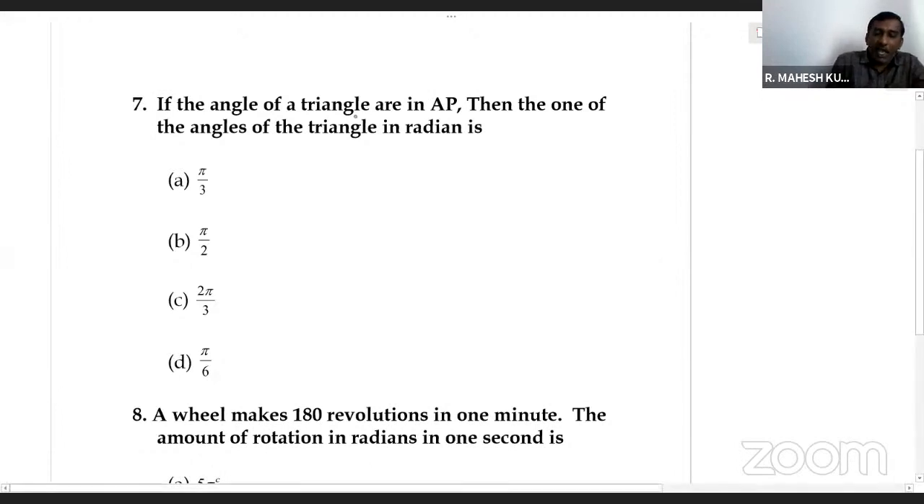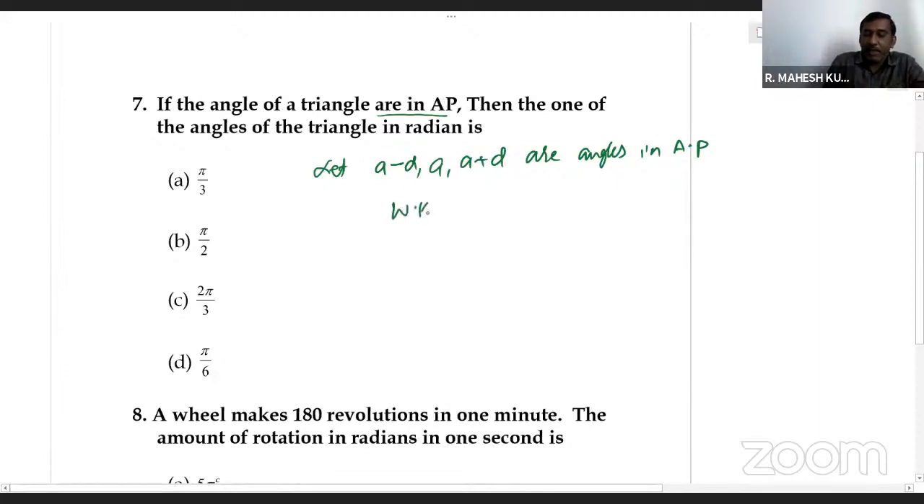Since the three angles of a triangle are in AP, let us choose the angles as A minus D, A, and A plus D. So these are the angles in AP. Understood? Since these are in AP, you are asked to find one of the angles. You know that the sum of the angles of a triangle is always equal to 180 degrees.